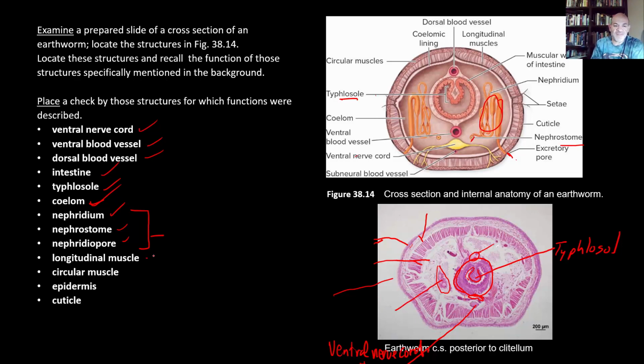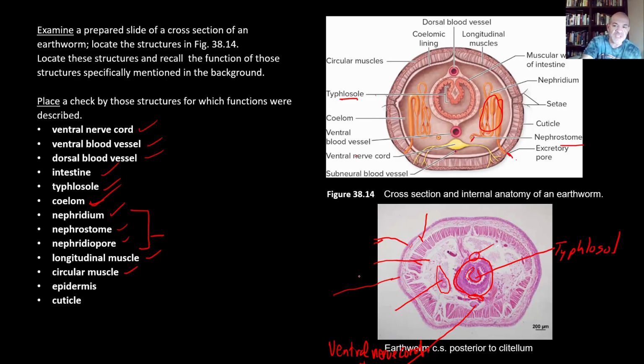You can definitely identify longitudinal and circular muscle. I did in this image here. The circular is on the outside. The epidermis is going to be the outer layer. I doubt you'll be able to find the cuticle or be able to say, I know that's a cuticle, but it's basically on the outside of the animal.